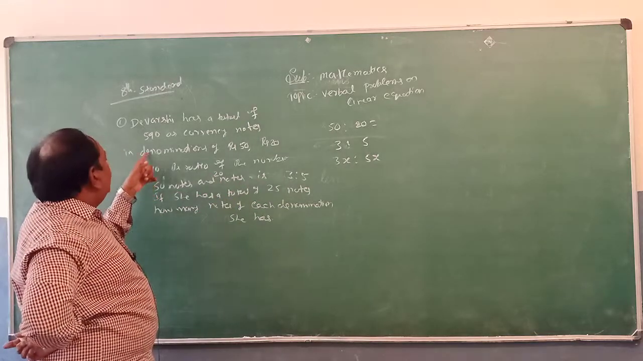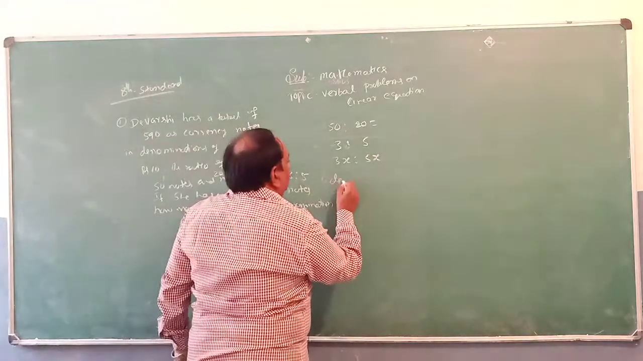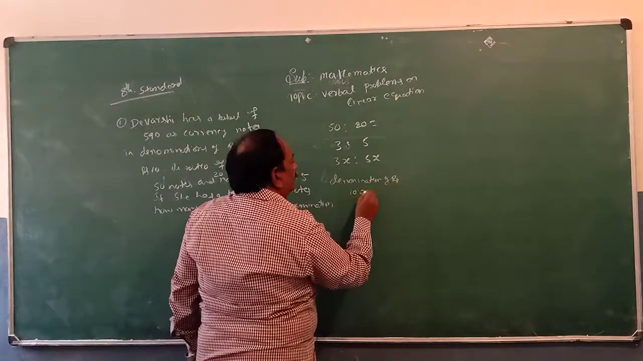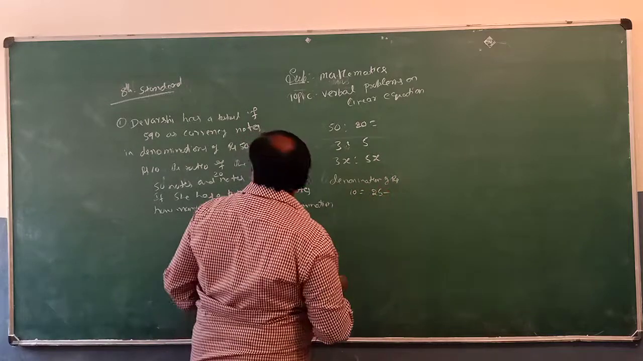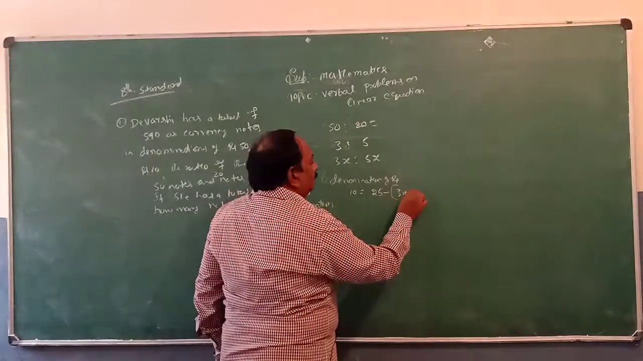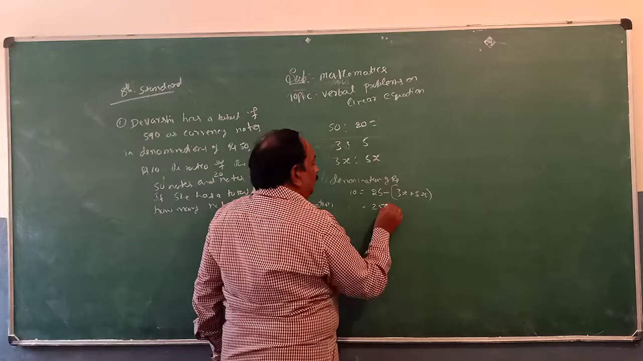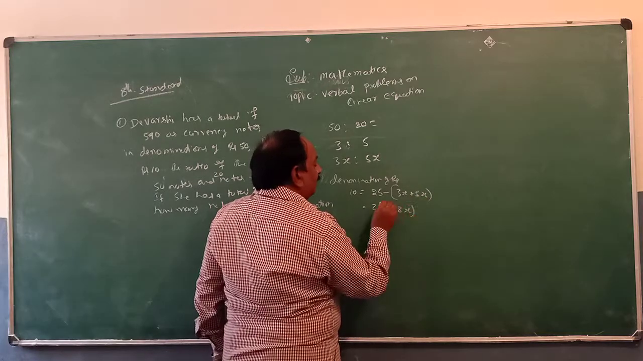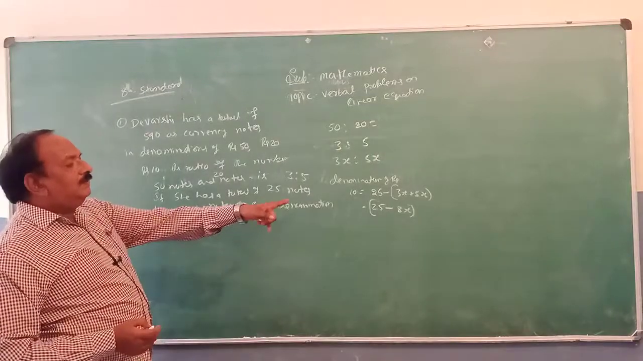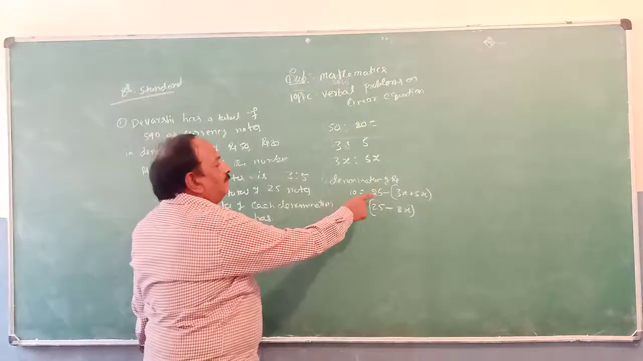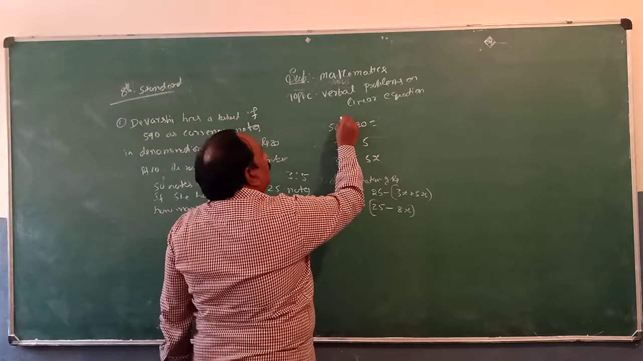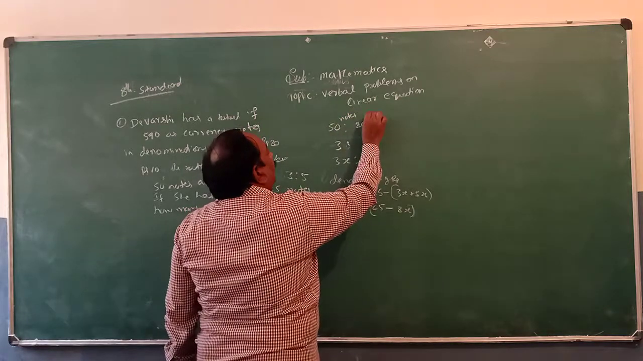The ratio of 50 and 20 notes is 3:5. She has a denomination of rupees 10. There are how many notes? She has a total of 25 notes, minus 3x plus 5x, that is 8x. So the number of 10 notes is 25 minus 8x. This is 50 notes, this is 20 notes, and the total is 25 notes.